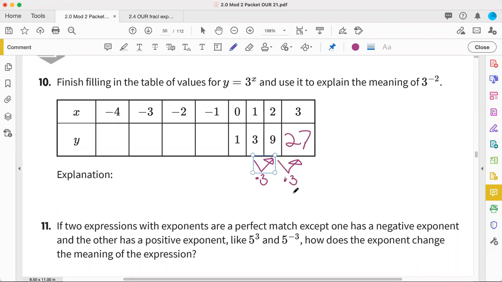But what happens if we move backwards? If we're moving backwards, normally we're always moving to the right, but what happens and what could we say is going on in this pattern if we're moving to the left? You could say that you're dividing by 3.